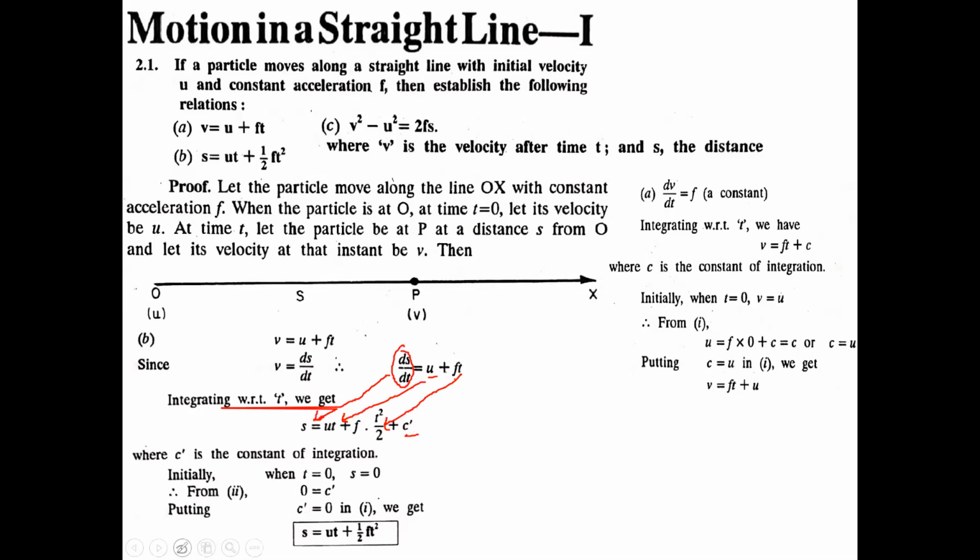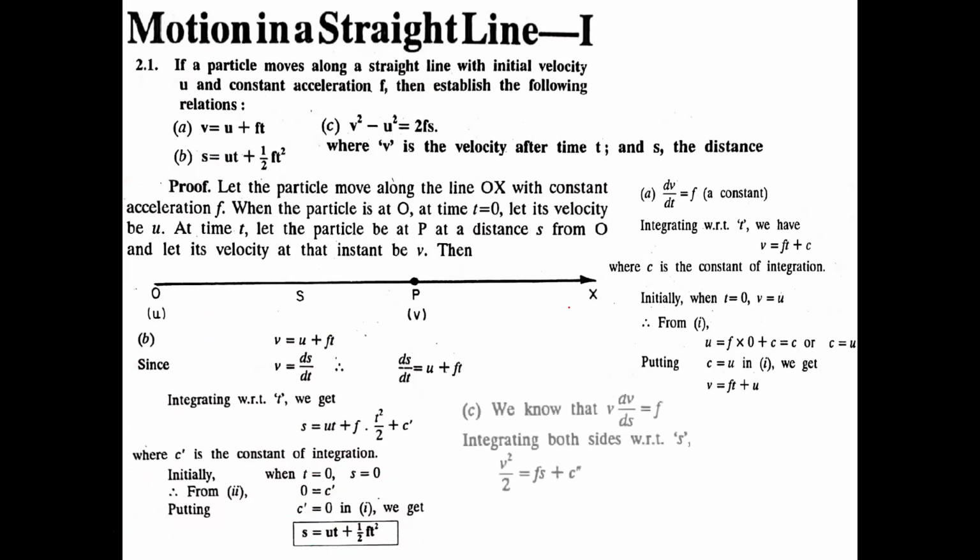Now again we have to find the value of c dash. So we have to check that point on the straight line where we know the value of s and where we know the value of t. Obviously at the point O we have t equal to 0 and s equal to 0, because s is the distance. So when the particle is at point O, the distance will be 0. Substituting t equal to 0 and s equal to 0, we get c dash equal to 0. And hence we get the expression s is equal to ut plus half ft square. And this is the derivation for the second formula.